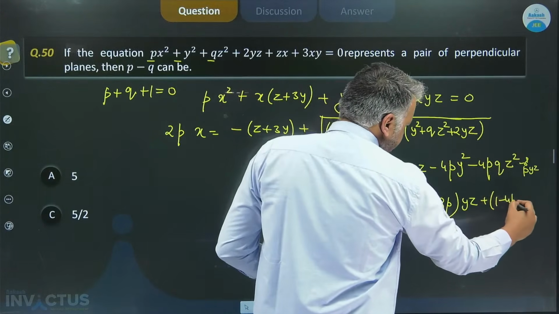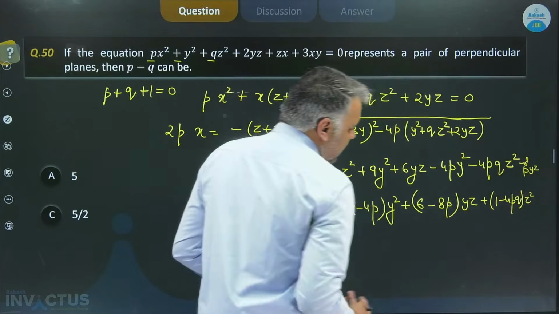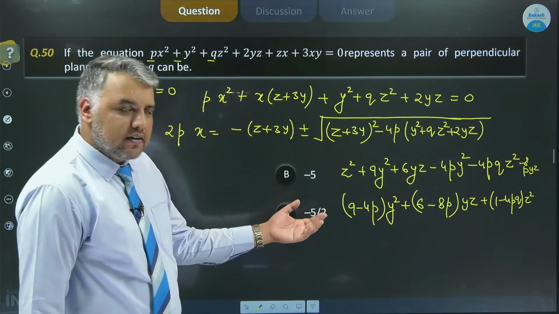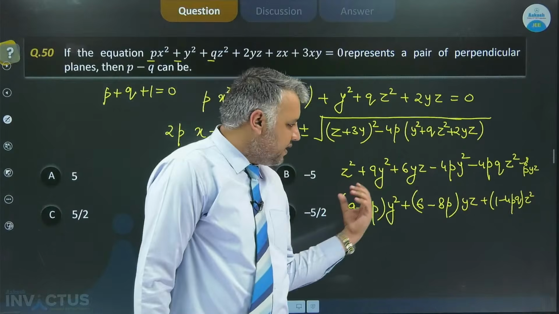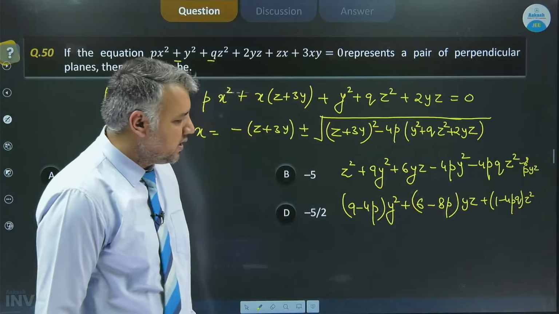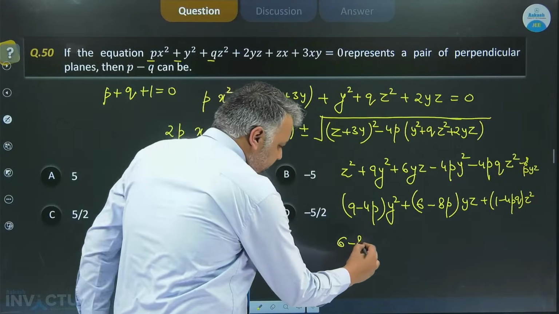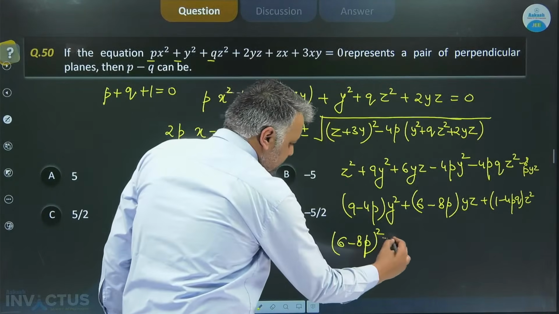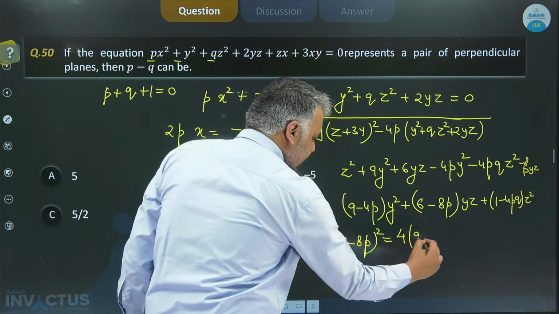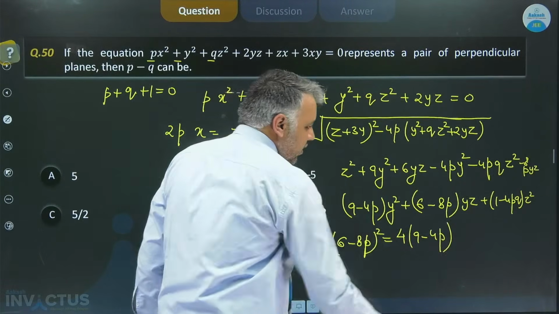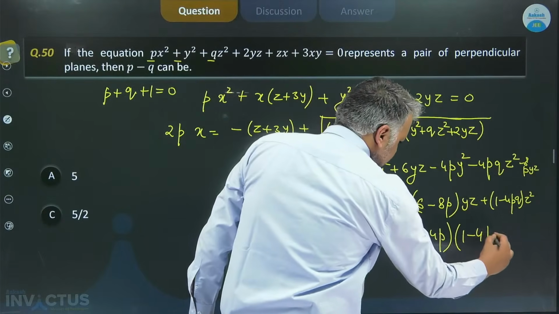minus 4pq z square. Now if this is a perfect square, then the discriminant, or you can say b square minus 4ac, must be 0. Then only it will be a perfect square. So 6 minus 8p whole square must be equal to 9 minus 4p into 1 minus 4pq.